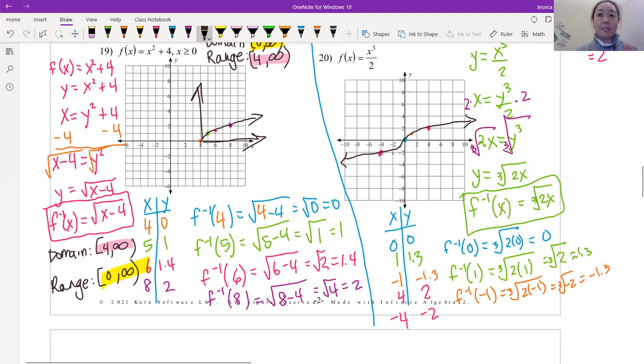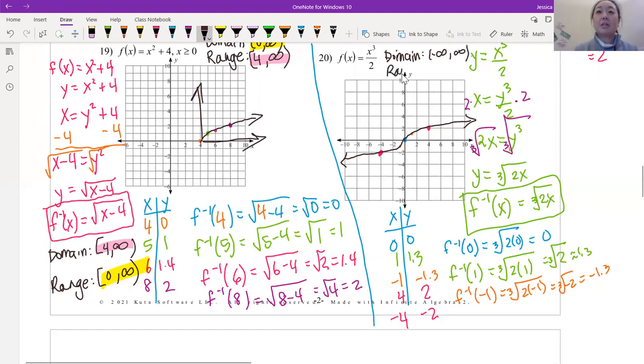So now the question is, what are my domain and range? So the domain in this case, what can x be? Anything. There are no restrictions. Could x be a positive 1,000? Yeah, 1,000 cubed and divided by 2. Could it be negative 1,000? Yeah, negative 1,000 cubed divided by 2, we can do all that. So the domain is going to be from negative infinity to positive infinity.